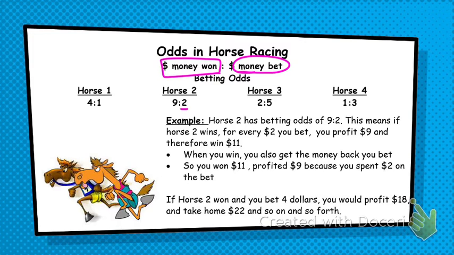So if you spent $2 and bet on horse 2 and he won, you would profit $9. But you would take home 11 because you would be taking home what you spent too. So you get your money back plus your profit. So if horse 2 wins and you bet $4, where $2 was the minimum, so you bet double the amount of the minimum, then this would be 18, and you would profit $18 and take home 22. You would get your $4 back that you spent.